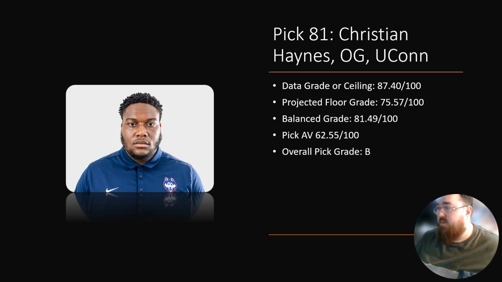Now, when you get to pick 81, they drafted Christian Haynes, offensive guard out of Connecticut. His data grade was 87.40 out of 100. His floor is 75.57. Balance grade is 81.49. And pick AV is 62.55 with an overall pick grade of a B. This was the first pick for them that was actually pretty decent value.